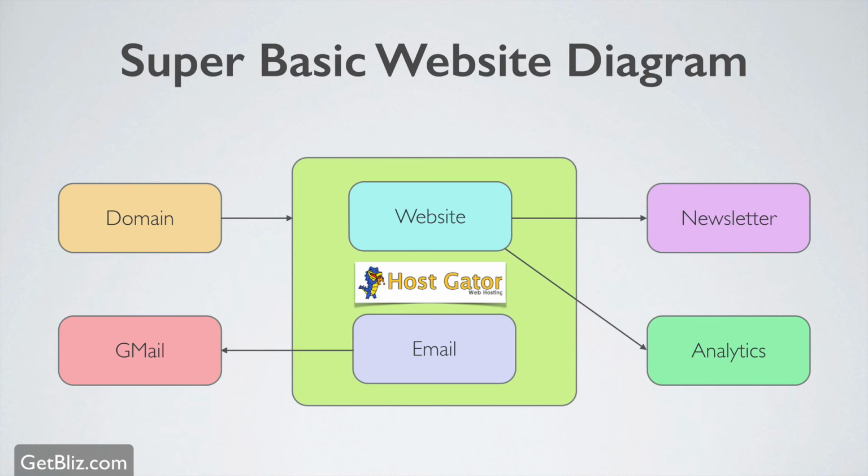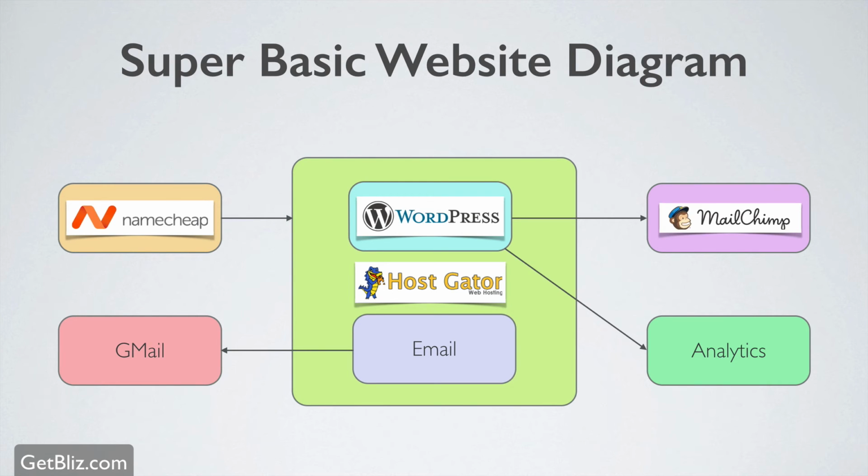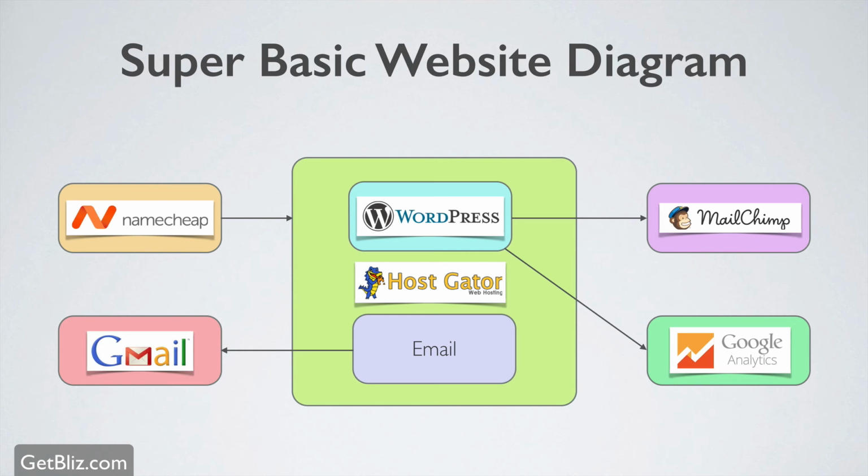In terms of what tools and companies I use to set up all of these systems, I use HostGator to host the website, Namecheap to buy the domain, WordPress to set up the website, and to collect emails and send newsletters, MailChimp. To track analytics and traffic and all the parameters that are important about my website, I use Google Analytics, which is a free tool from Google, and obviously Gmail to collect all the emails.